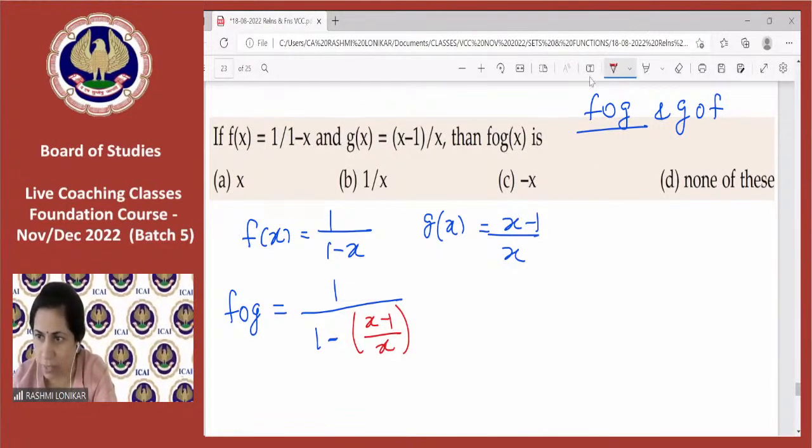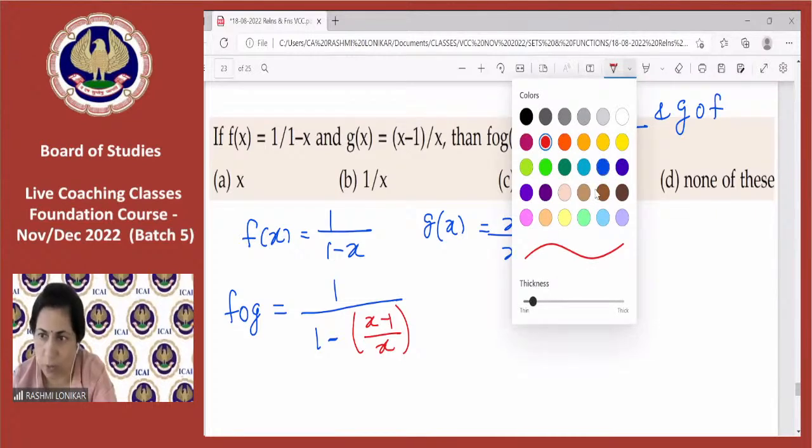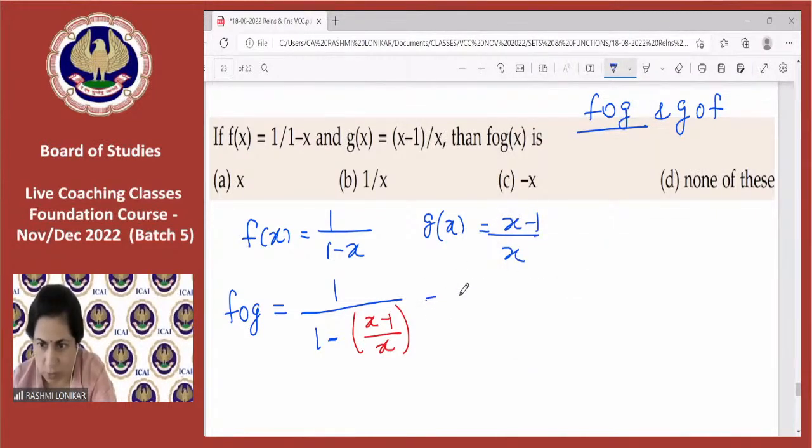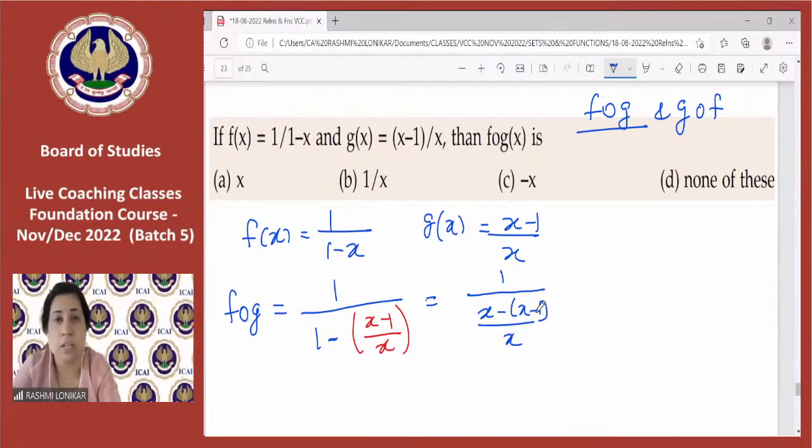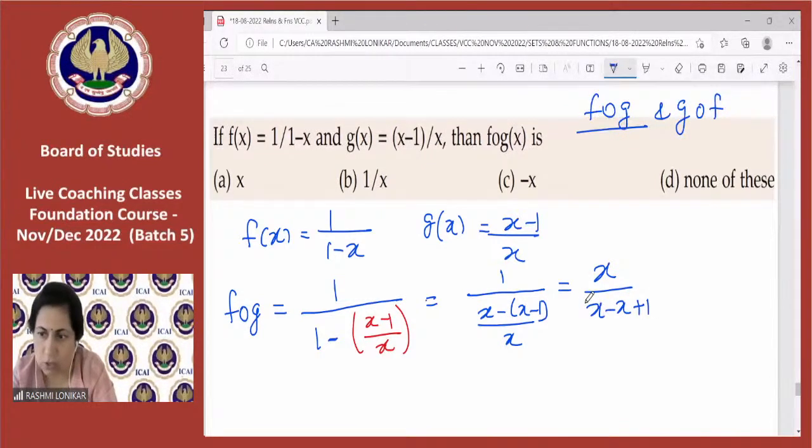Here in this example, you had only one place where you had x. So this is equal to 1 upon x minus 1 upon x. Okay. The denominator of the denominator will go to the numerator, right? So x upon, and now we will open this bracket in the denominator, x minus x plus 1. So minus x and plus x will get cancelled, and you are left with x upon 1, which is equal to x. So A will be the correct answer.